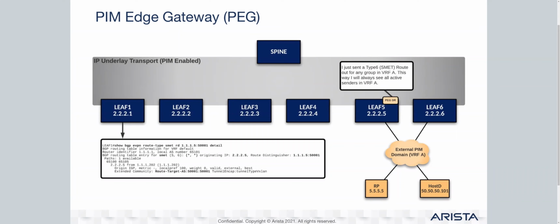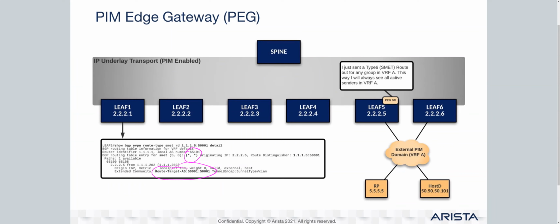So it's going to send an SMET route to say, hey, for VRFA, I want to make sure that I don't care who's sending or what they're sending to. Please make sure that you send that feed out into the PIM underlay. So VXLAN encap it and send it out.